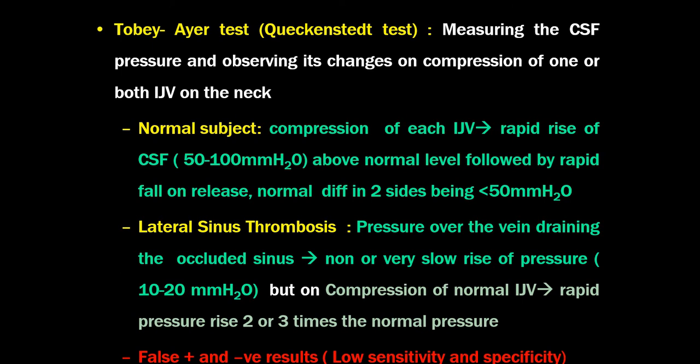In case of lateral sinus thrombosis, if you press over the vein on the side of the occluded sinus, there will be no rise or a very slow rise of pressure because there will be occlusion. But on compression of the normal IJV, there will be a rapid pressure rise, 2 to 3 times the normal pressure. Although false positive and false negative results occur, so it has low sensitivity and specificity.